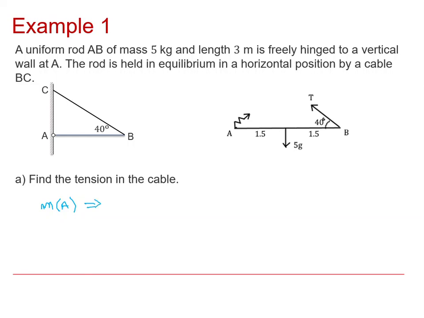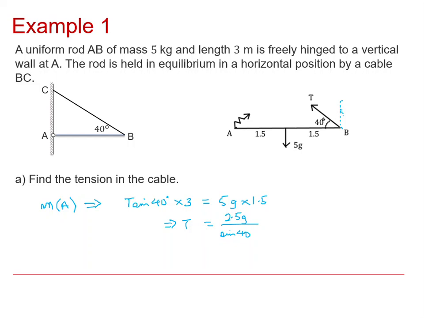So we can simply balance the T and the 5g in moments terms. Anti-clockwise, we'll have T. Now we've got to resolve it. There'll be a component T sine 40 up, and T cos 40 along BA. But the T cos 40 passes through A, so has no moment. So we just need T sine 40 times 3, and that will balance the 5g times 1.5. So from that we've got an equation for T, which is 5g times 1.5 over 3. I make that to be 2.5g over sine 40.